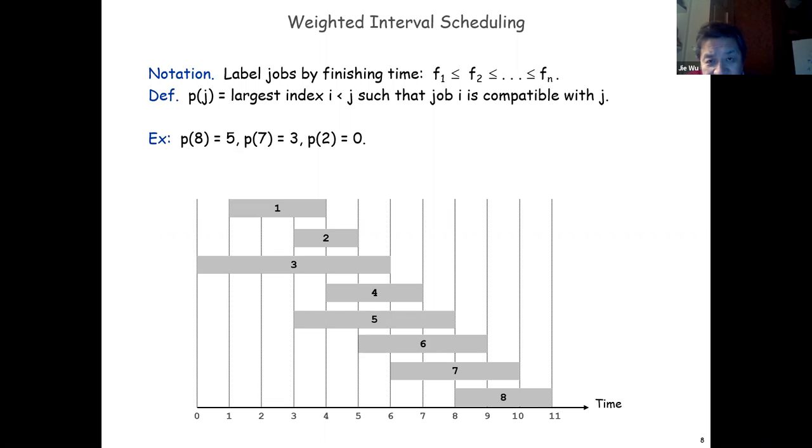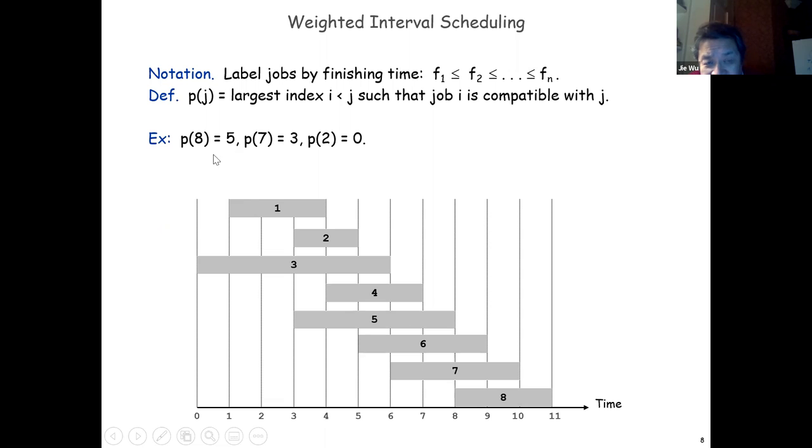But be careful when you include something. When you include something, you have to disable all the ones that are in conflict with it. For example, if you want to include 8, this is meant by p. You want to find the largest index before that that has no conflict with 8. So that's very important. In other words, in order to include 8, you cannot include 6 and 7.